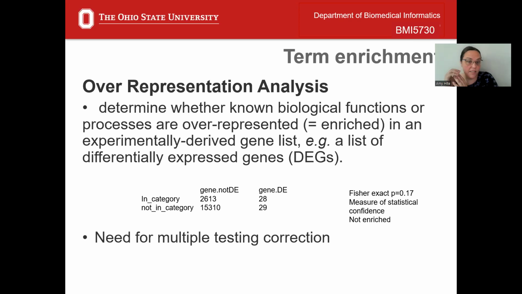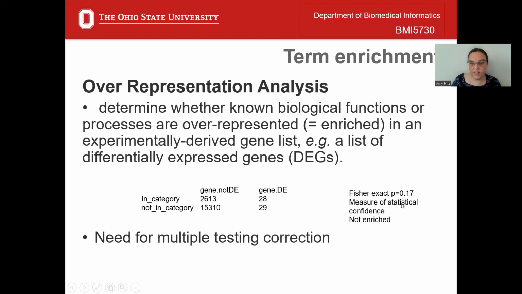And we ask, does what we're seeing suggest an enrichment of this category in our differentially expressed genes? For this example, I calculated it from one of those web services with a calculator for Fisher exact test, and I found the p-value to be 0.17. And so whatever this category is, it is not enriched in our differentially expressed gene list.